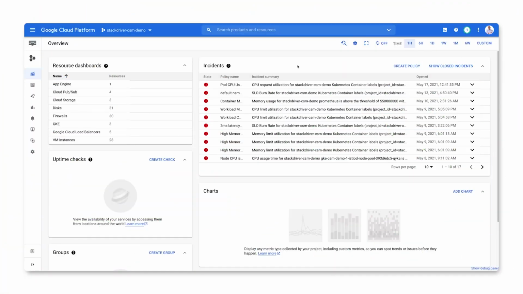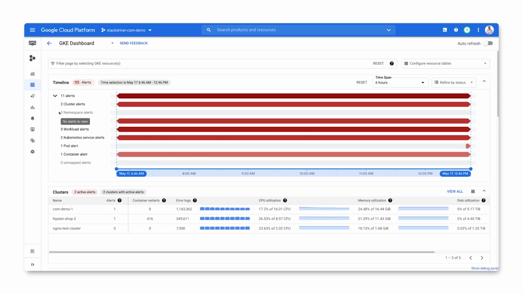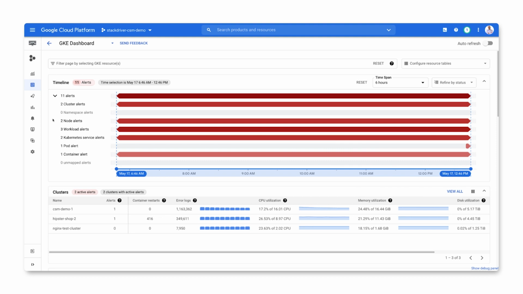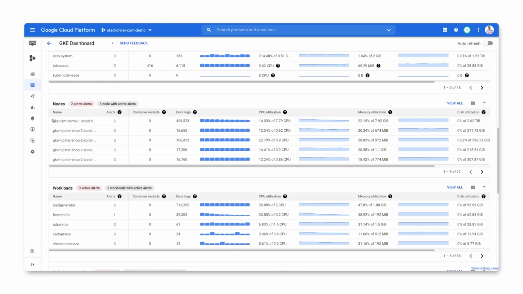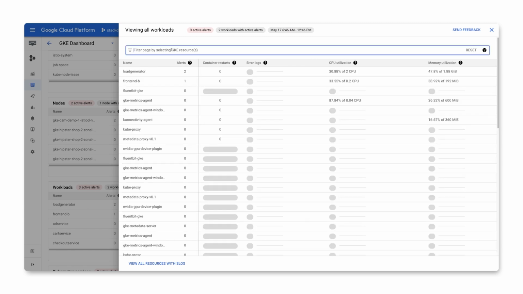From the monitoring overview screen, let's click on the GKE dashboard. By looking at the last 6 hours of data and expanding the alert timeline, we can in fact confirm that there are no alerts in the default namespace. We can also confirm that there aren't any issues with our nodes. Let's have a look at the workloads in that namespace to see if there are any issues there. We can find the workload by clicking on View All and then searching for the namespace where we know it's running.